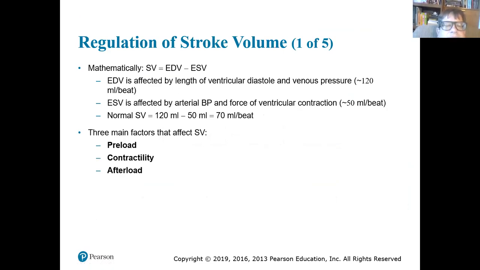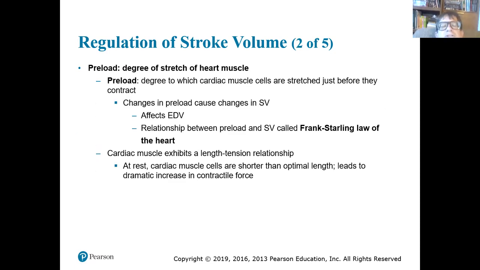So mathematically, the stroke volume is the end diastolic volume minus the end systolic volume. End diastolic volume is affected by your ventricular diastole and the venous pressure. End systolic volume is affected by arterial blood pressure and the force of contraction. There are 3 ways that we basically affect the stroke volume here: preload, contractility, and afterload. Preload is how much you stretch the heart muscles.